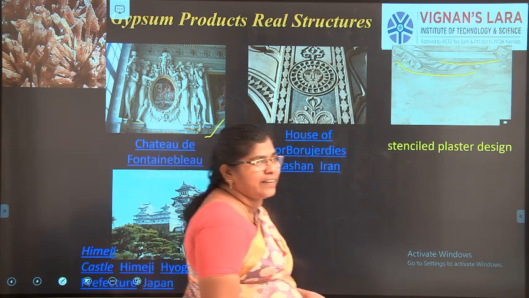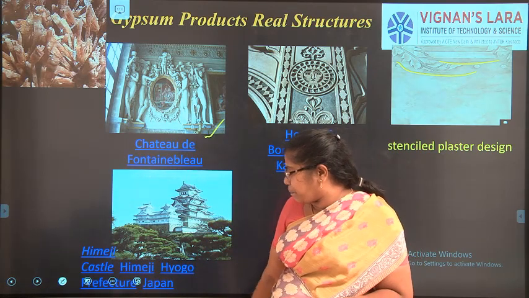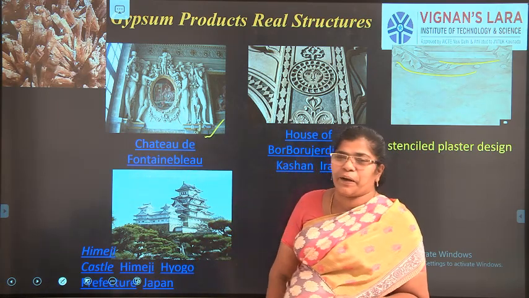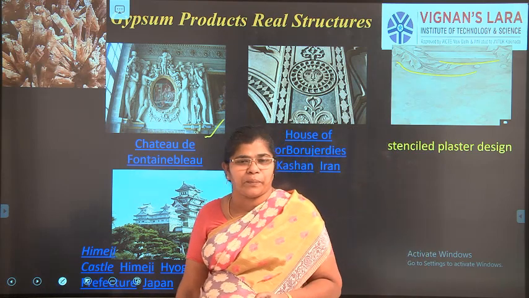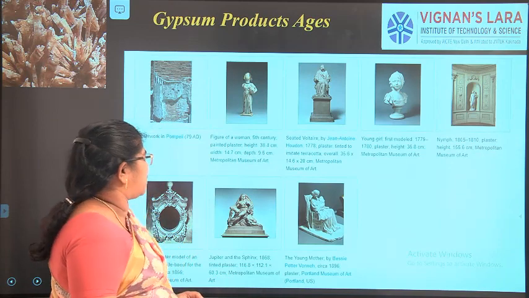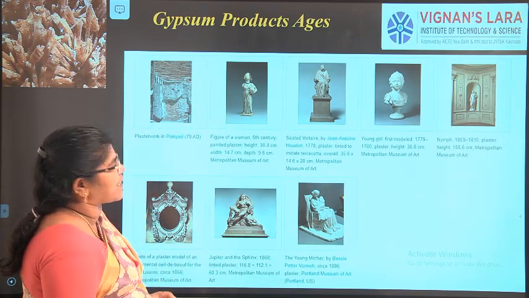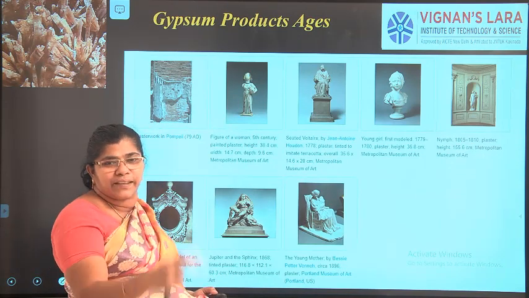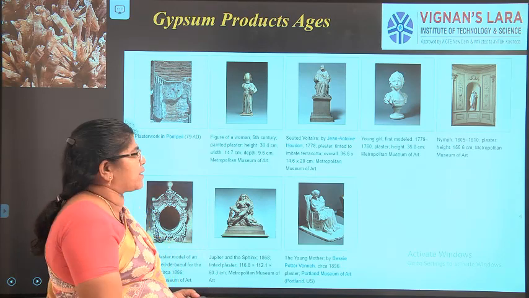And this is a castle in Japan, right? It is also fully made up of gypsum, and also the gypsum board inside. Outside also, for the plastering, they have used gypsum. Here you can see some of the other sculptures, small materials made up of gypsum.